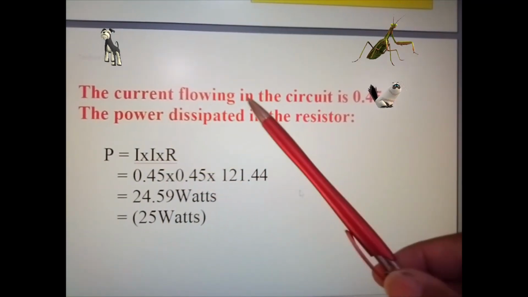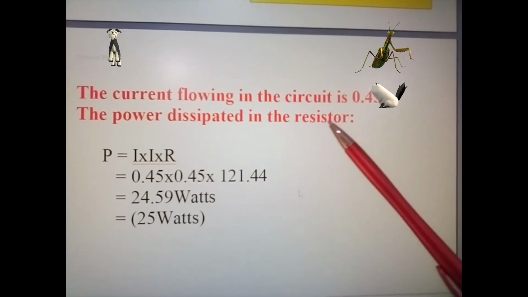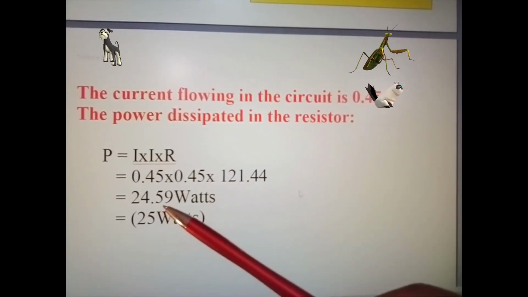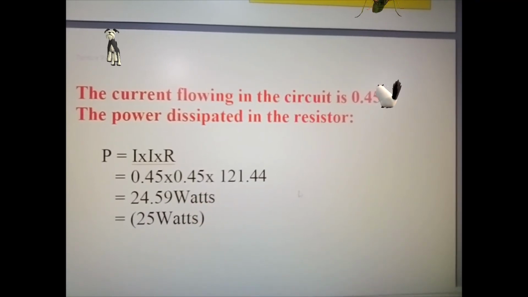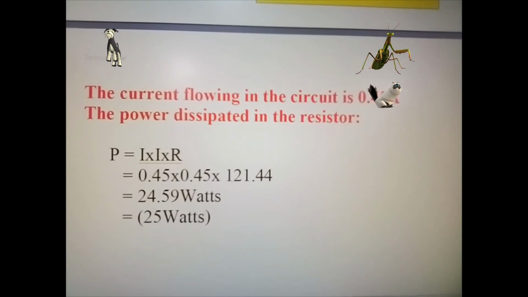So the current flowing in the circuit is 0.45 amps. The power dissipated in the resistor is 24.59 watts, or 25 watts. Okay. Round it up as 25.